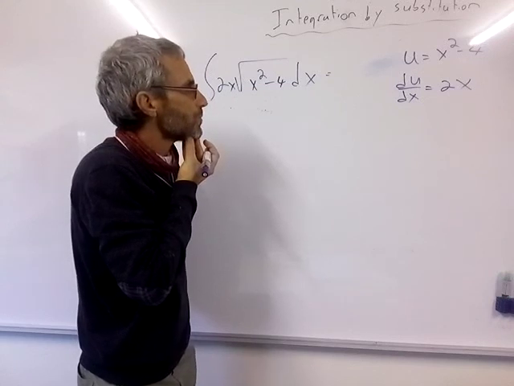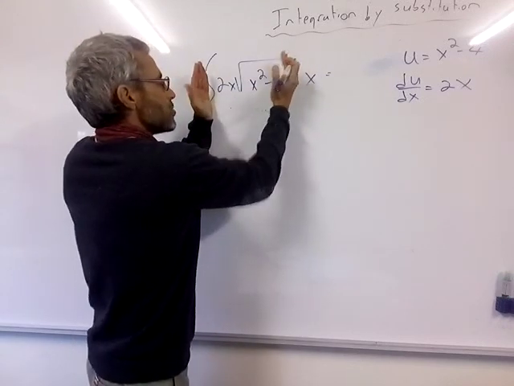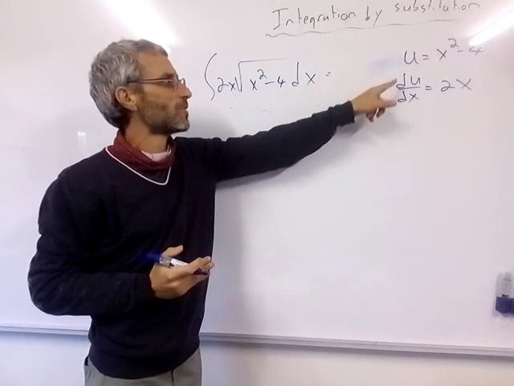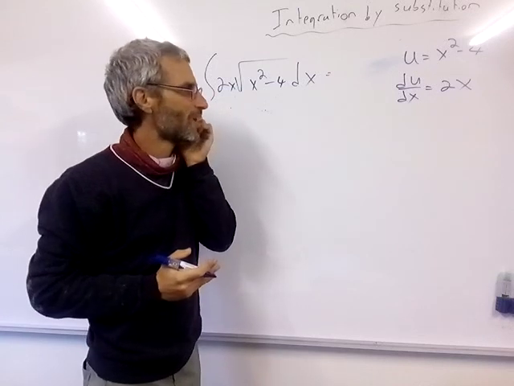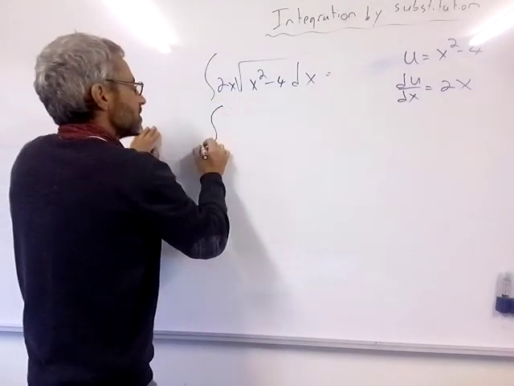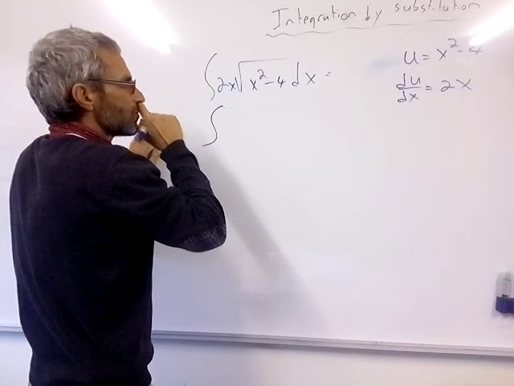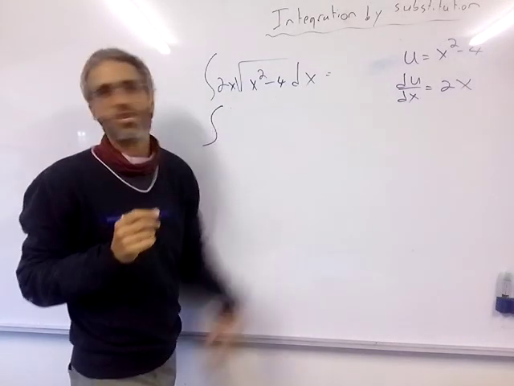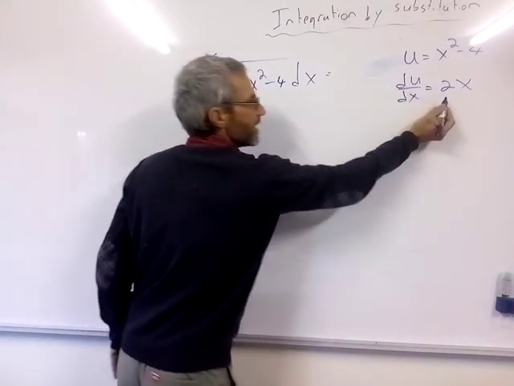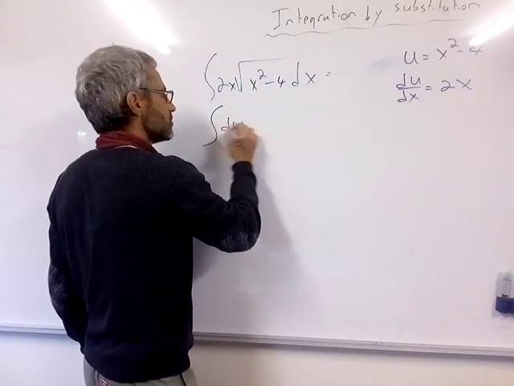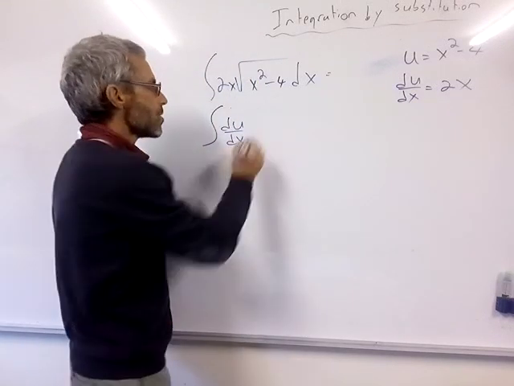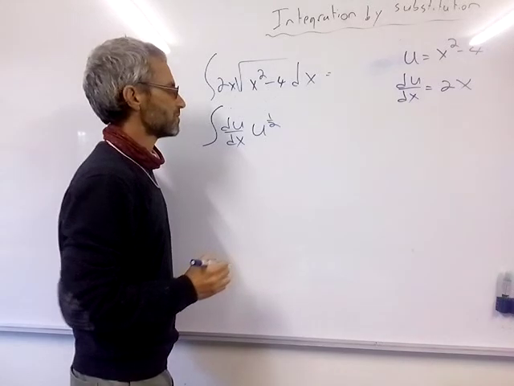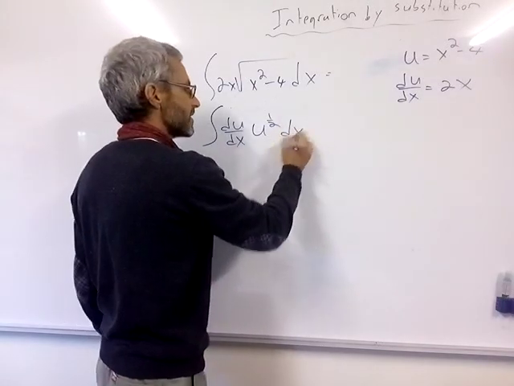Now we're going to rewrite this integral, which we integrate with respect to x. We're going to write it as a function of u and integrate with respect to u, du. What does that mean? What is 2x? I basically want to get rid of x. I want to have only u's. So what is 2x? Well, 2x is du over dx. What is the square root of x squared minus 4? Oh, square root of u, or u to the power half. And then I still have to write that dx.